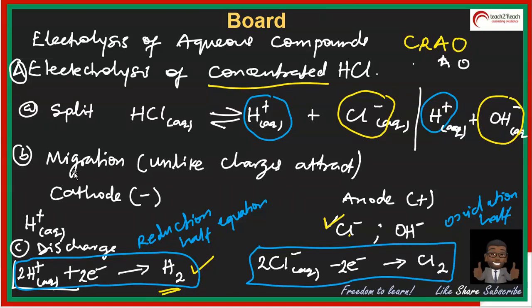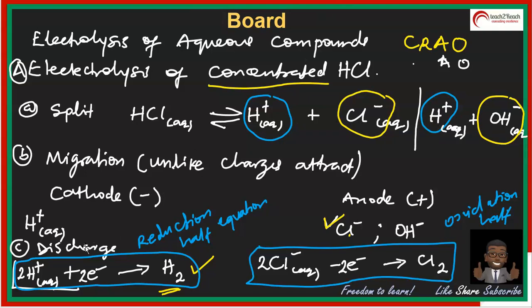Then the next thing will be migration of ions. The migration of ions is dependent on the fact that unlike charges attract. So then we have the cathode and the anode. Now let them migrate. We find out that you have hydrogen here and hydrogen here.